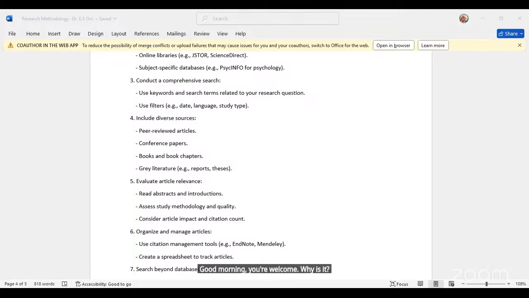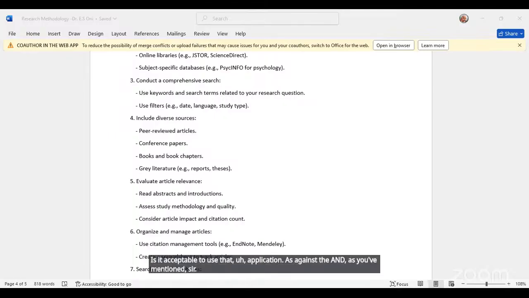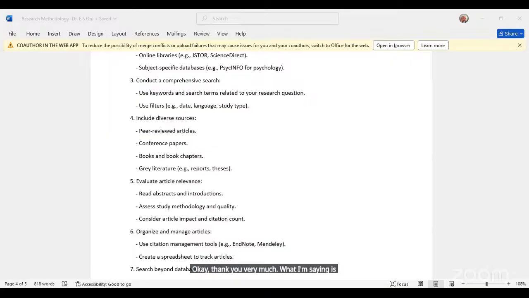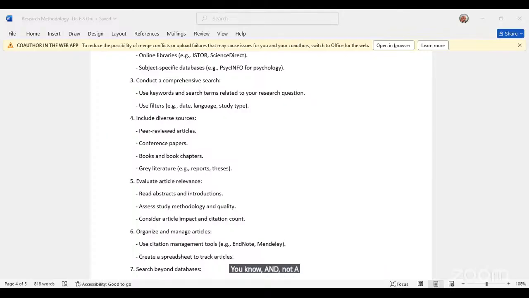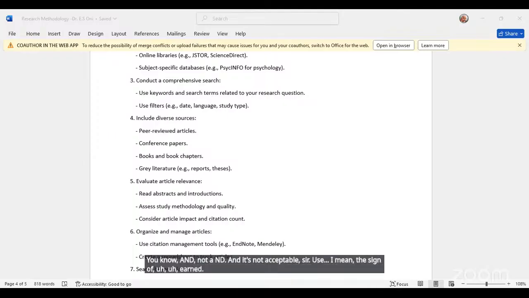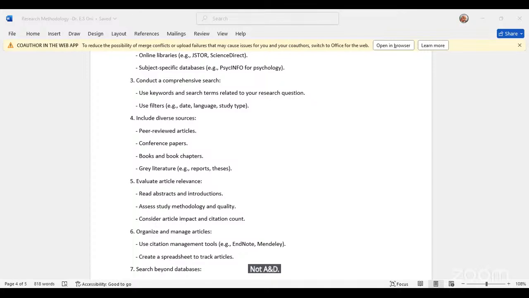My question is on this issue of the ampersand sign. Is it acceptable to use that abbreviation as against the word "and" as you mentioned, sir? What I'm saying is that this is APA 6. In APA 7, you use that sign, and not "and". "And" is not acceptable, sir. You use the sign, not "and". Thank you. You're welcome, sir.